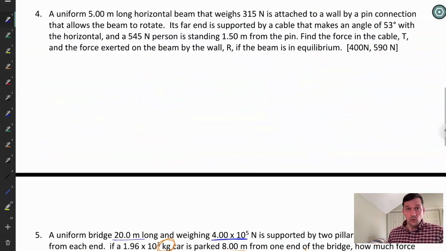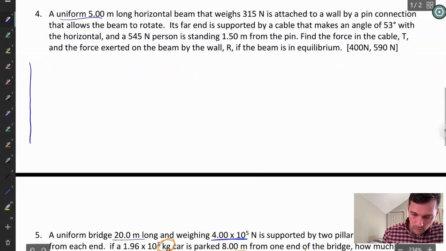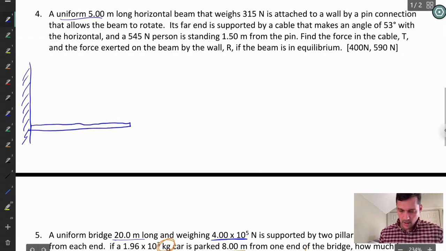All right, problem number 4. A uniform, it's a good word to have, 5 meter long horizontal rod. All right, we've got a rod, horizontal beam that weighs 315 newtons. All right, I'm going to pause right there. All right, it's a uniform. So that tells me that its center of mass is where we consider all of the force to be acting.